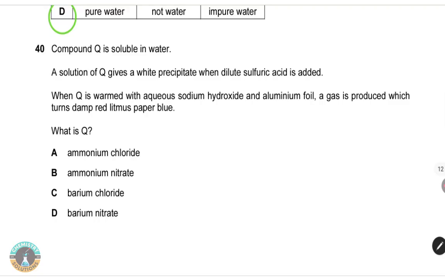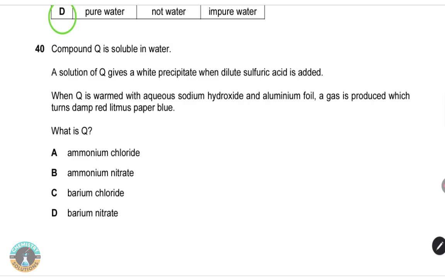So the last question of this MCQ: compound Q is soluble in water. A solution of Q gives a white precipitate when dilute sulfuric acid is added. When Q is warmed with aqueous sodium hydroxide and aluminium foil, a gas is produced which turns damp red litmus paper blue. What is Q? Okay, the compound Q is soluble in water. So if it is soluble, it can be an ammonium salt, and all nitrates are soluble. But when Q is warmed with sodium hydroxide, let me highlight all the points.